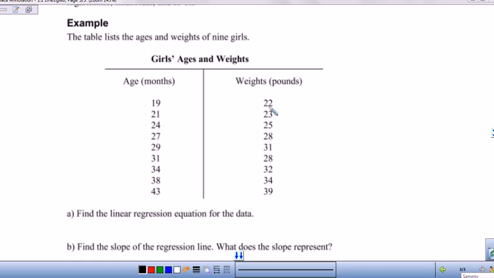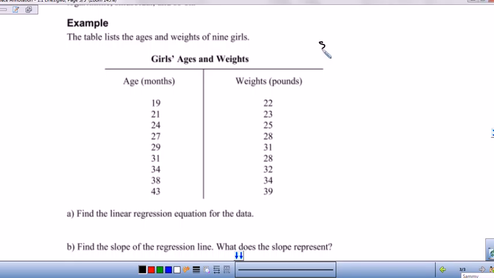Just to give you an idea, my 16-month-old is about 25 pounds. So she's in the upper range of what she should be. I think she's in about the 70 to 90 percentile. She's a little chunk.